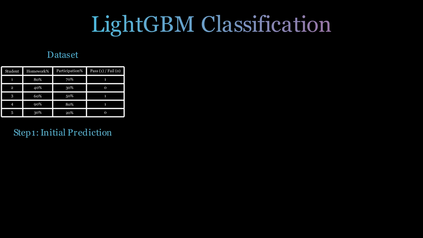We start with an initial prediction. Since we don't know much about the students yet, we assume everyone has a 60% chance of passing. Next, we calculate the gradient, which tells us how much we should adjust our prediction to reduce the mistake. For each student, the gradient is the difference between the predicted probability and the actual result.